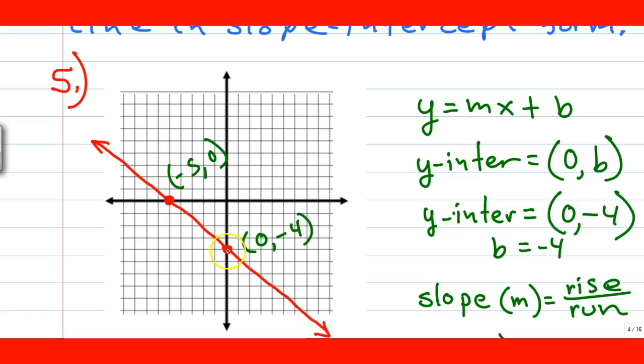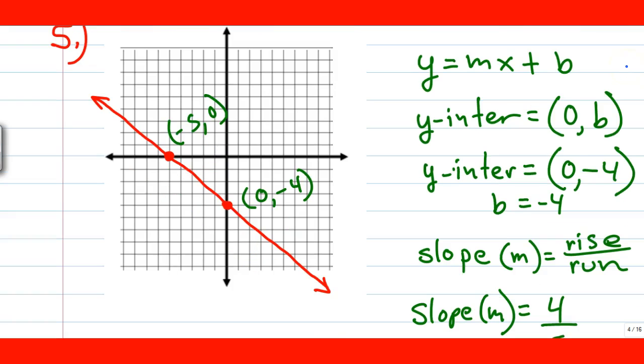So I come down here and I find that point. That point is (0, -4). So that means that the b is going to be the -4. This is my y-intercept, (0, -4). b is the -4. Then I need a slope still to plug into my equation.